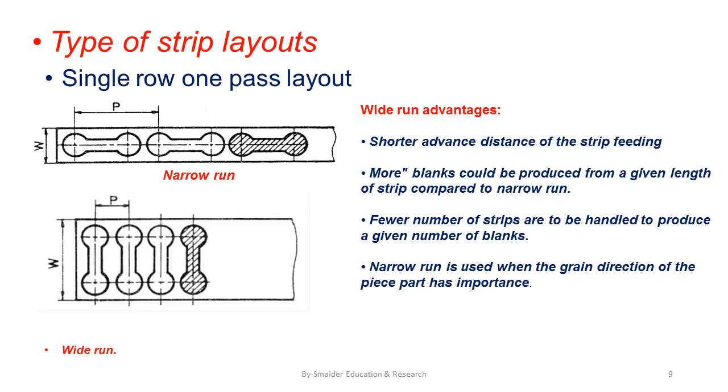Your advancement of strip is very short, so you save a lot of time. More blanks could be produced. If you use your production hours, 8 hours, in 8 hours you can produce a lot of components if you save your feeding time. Number of strips: your strip used to come 1 meter, so if you feed like this in wide run method, you save a lot of strip. Handling time will be less.